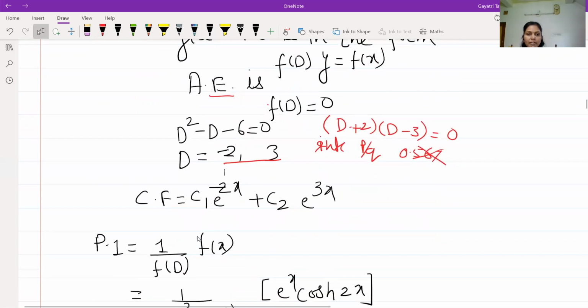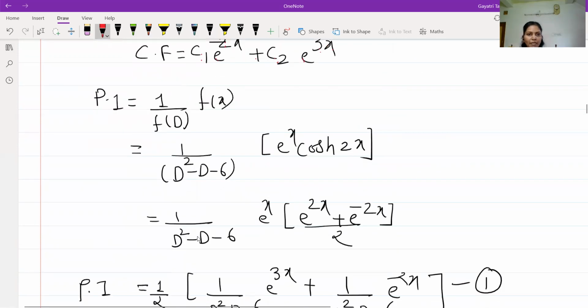So what will be its CF? CF will be C1 e raised to minus 2x plus C2 e raised to 3x. C1 e raised to first root into x, C2 e raised to second root into x. Then PI. What is the formula for the PI? PI is 1 upon f of D into f of x. Write the value of the f of D, write the value of the f of x.